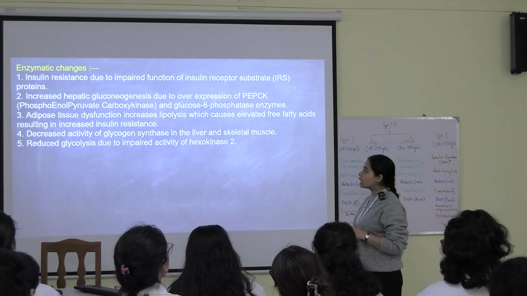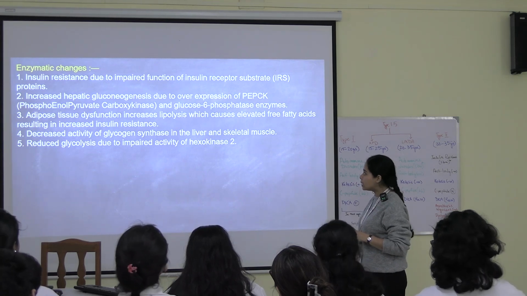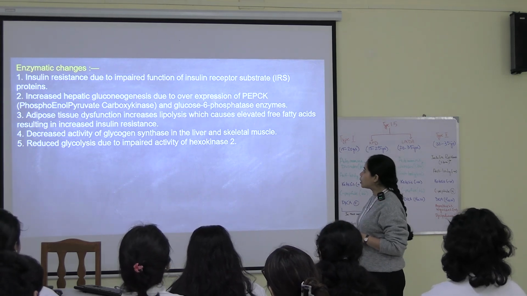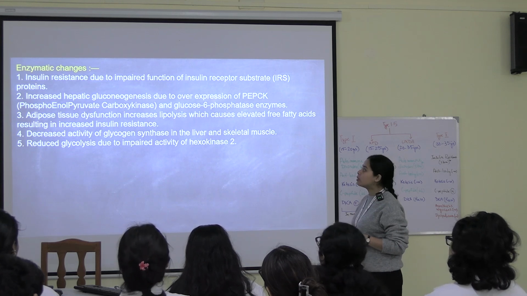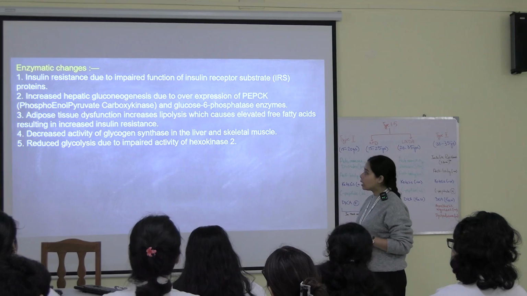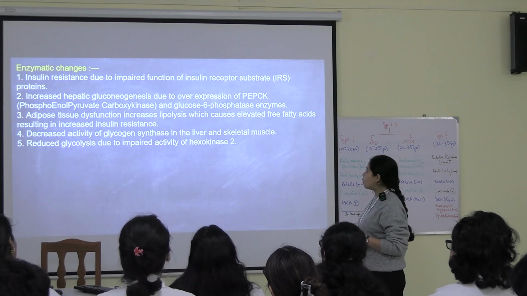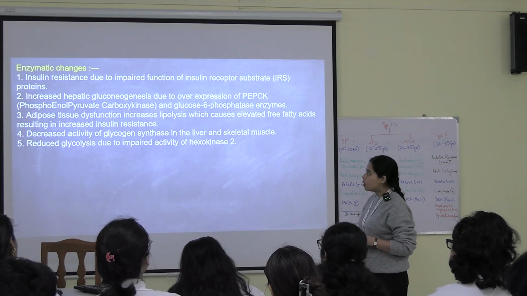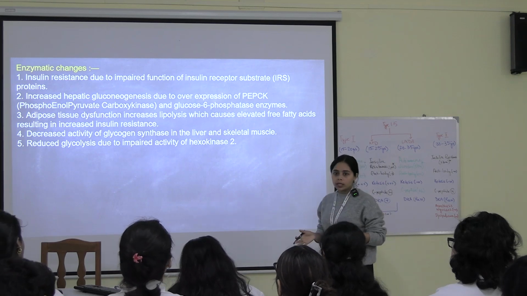Then we have increased hepatic gluconeogenesis due to overexpression of PEPCK, that is phosphoenolpyruvate carboxykinase, and glucose 6-phosphatase enzymes. Gluconeogenesis, you know what it is, I told you.